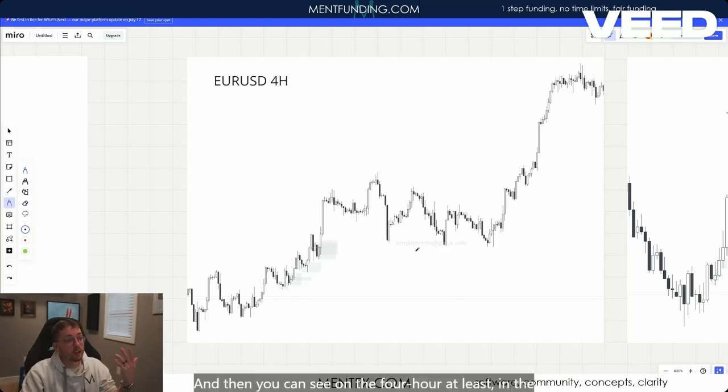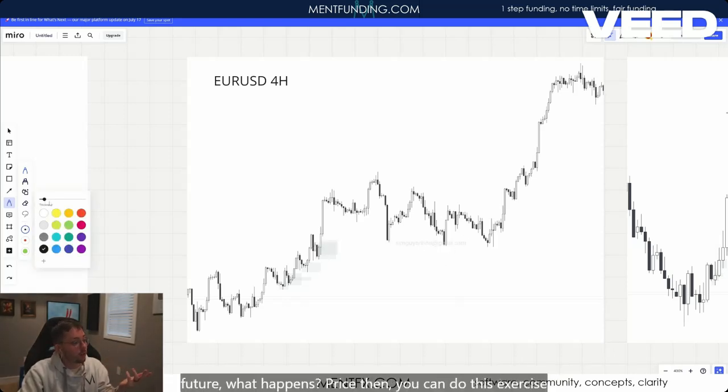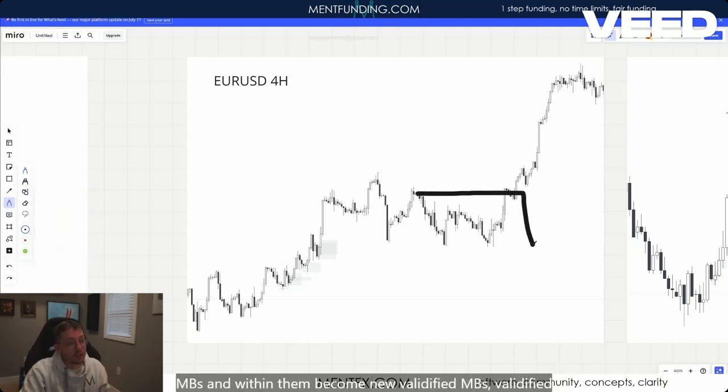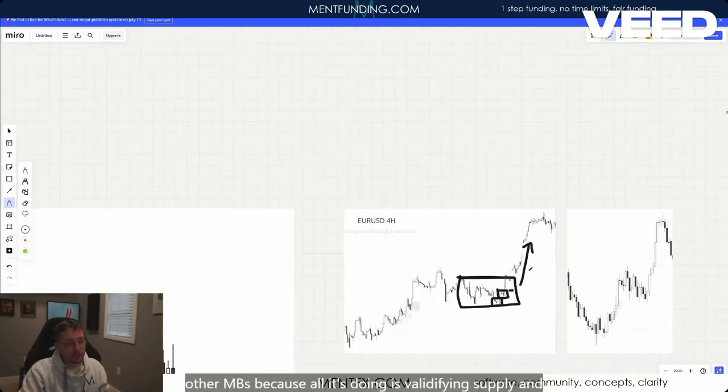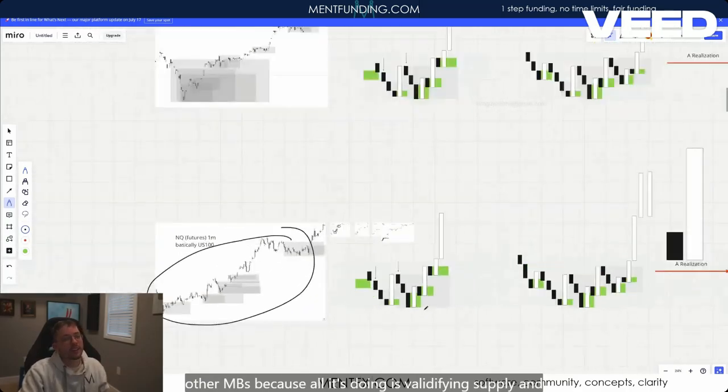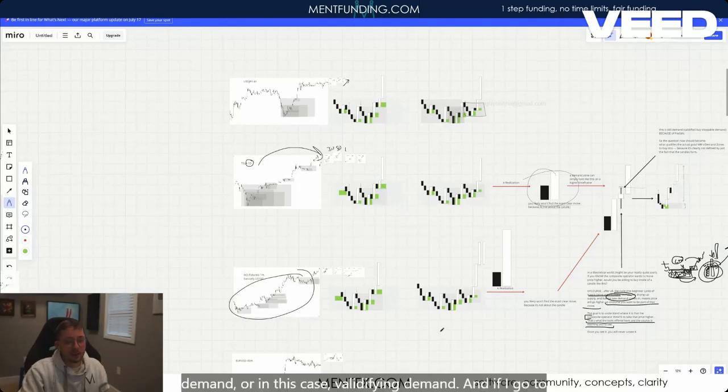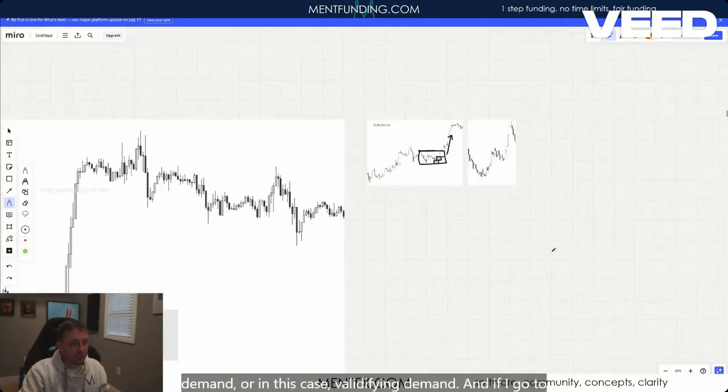And then you can see on the 4-hour, at least, in the future, what happens. Price then, you can do this exercise for yourself. Price then starts to form larger unvalidified MBs, and within them become new validified MBs that then go on to make huge moves after validifying the other MBs, because all it's doing is validifying supply and demand, or in this case, validifying demand.